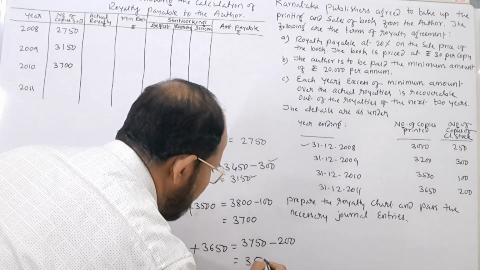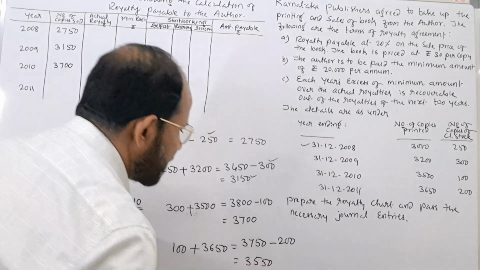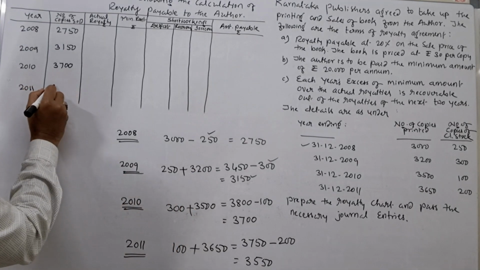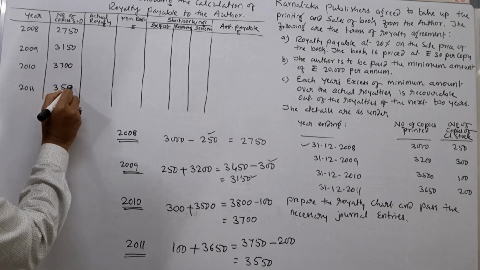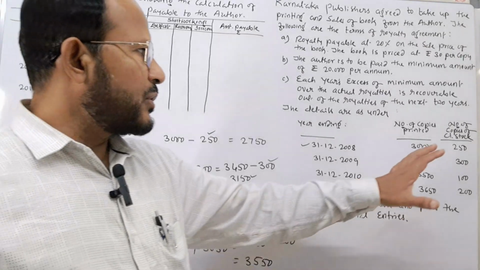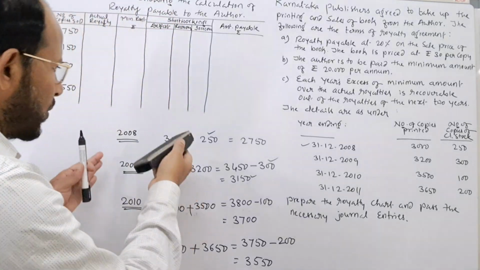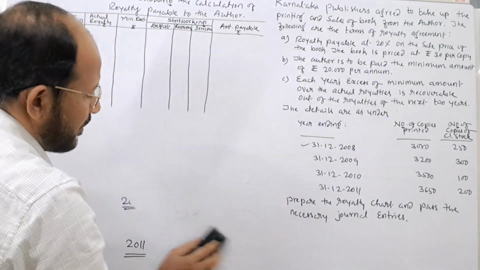3,750 minus 200, it comes to how much? 3,550 books. This one we have to take in the year 2011, 3,550. In case the closing stock is given, that time you have to calculate the number of copies sold by following this type of formula. What is the formula?